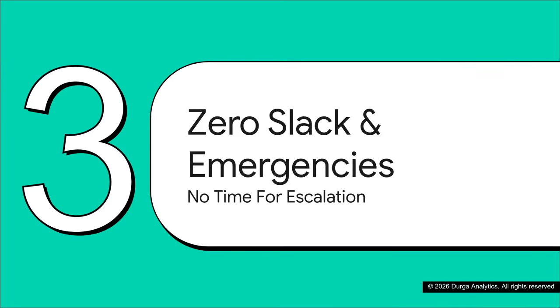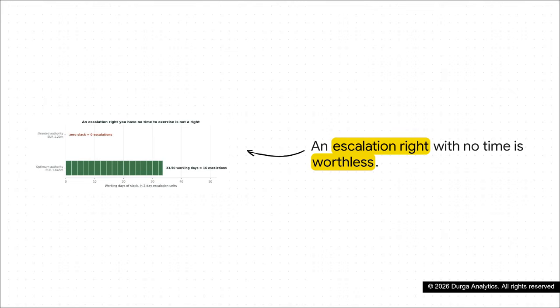Let's move to Section 3, Zero Slack and Emergencies. At the granted delegated authority of 1.20 million euros, which we analyzed back in Chapter 6, the desk's approval schedule consumes the entire window. The desk has exactly 0 working days of slack. 0. That means you can afford exactly 0 2-day escalations. Think about it. If you have an escalation right on paper but literally 0 days to actually execute it, you don't really have an escalation right, do you? It's completely unexercisable in the real world.